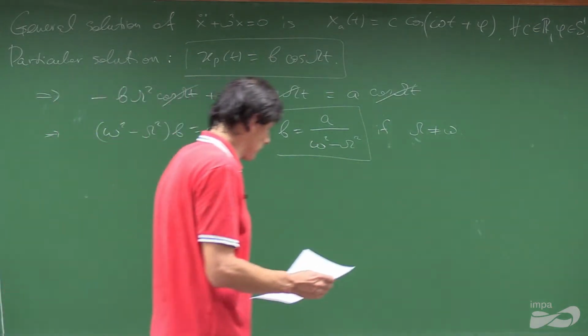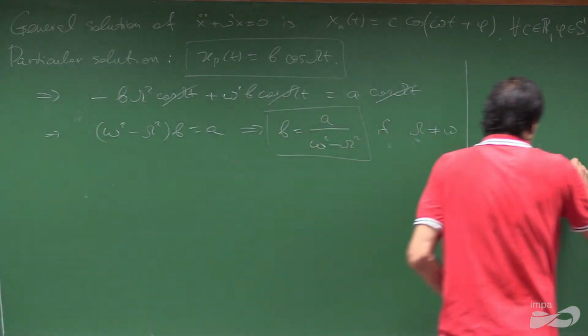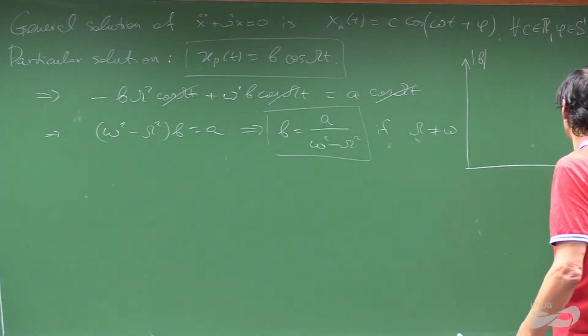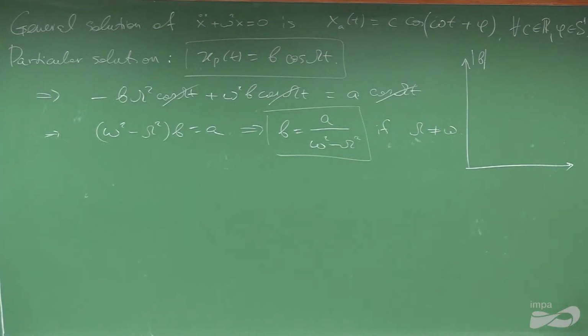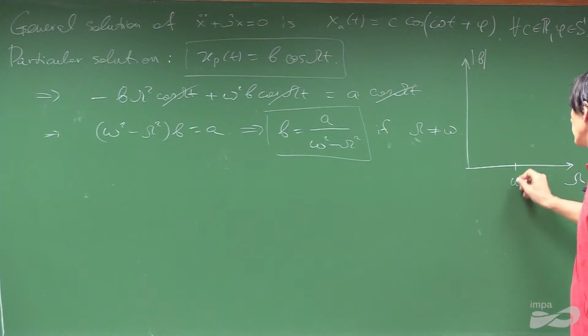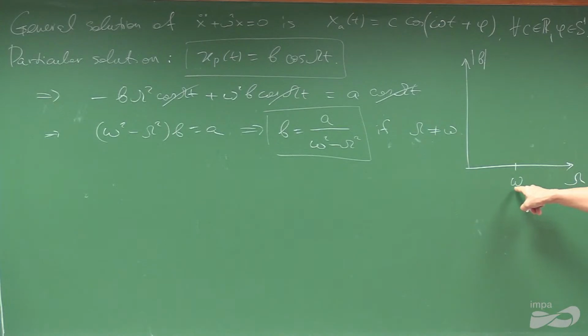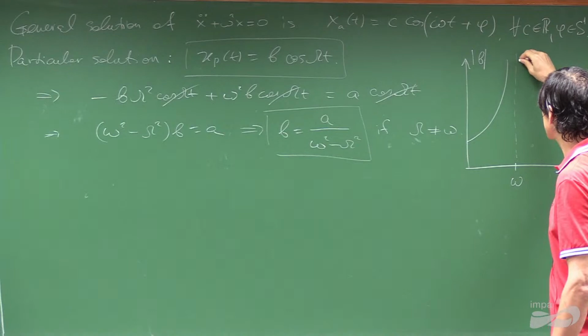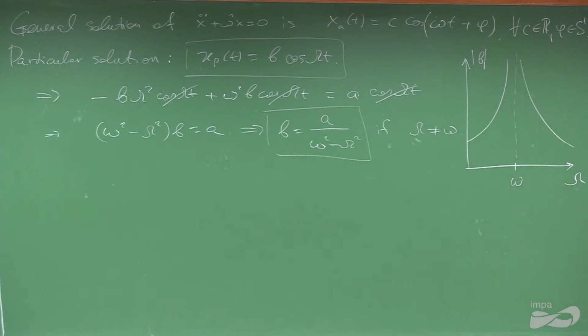So the graph of this function is, so if you want to see b, which is the amplitude of the solution, as a function of omega, then you will see that there is a special value. When the frequency of the force is equal to the natural frequency of the oscillator, the graph diverges. So this is what's called resonance.